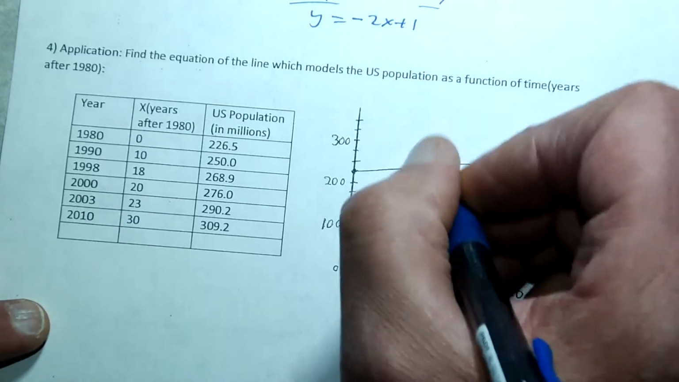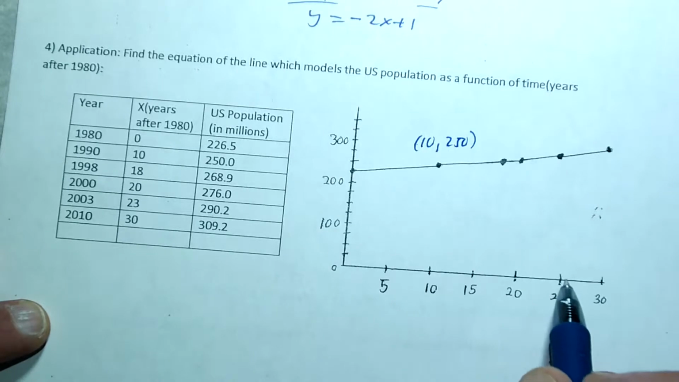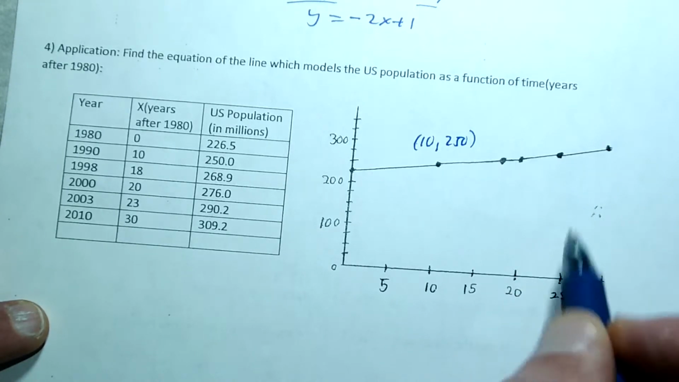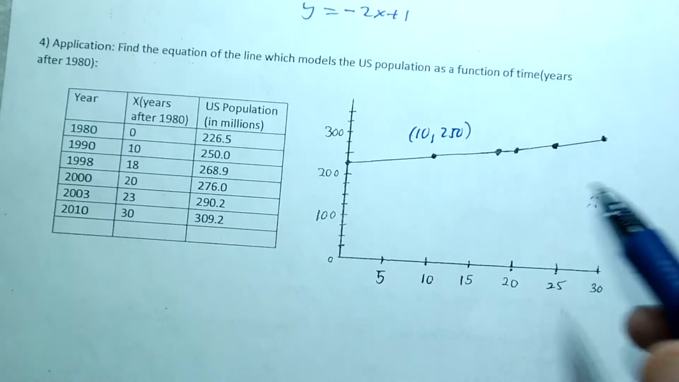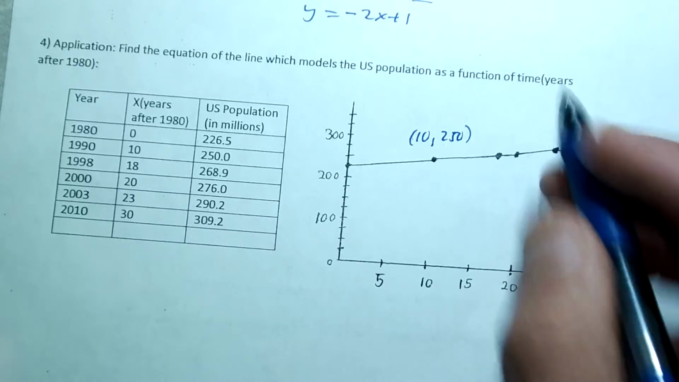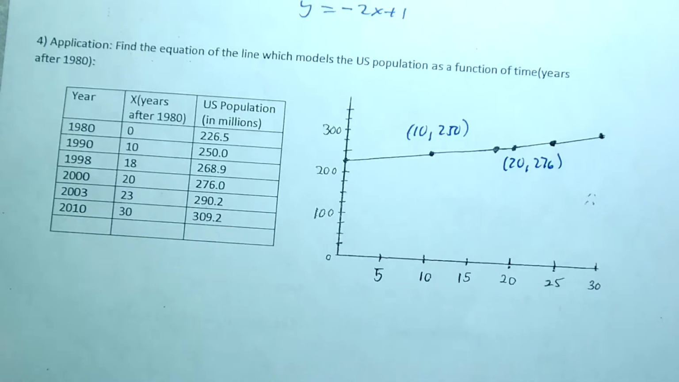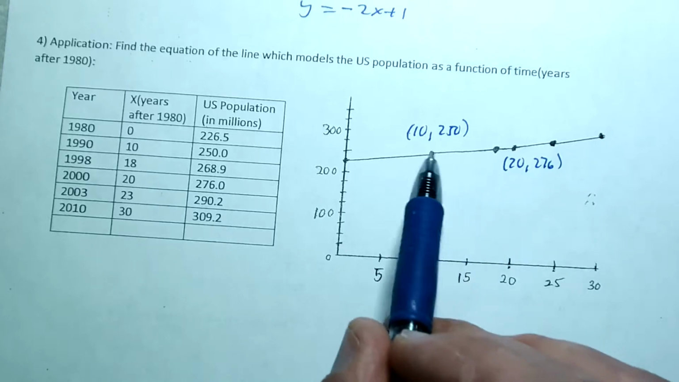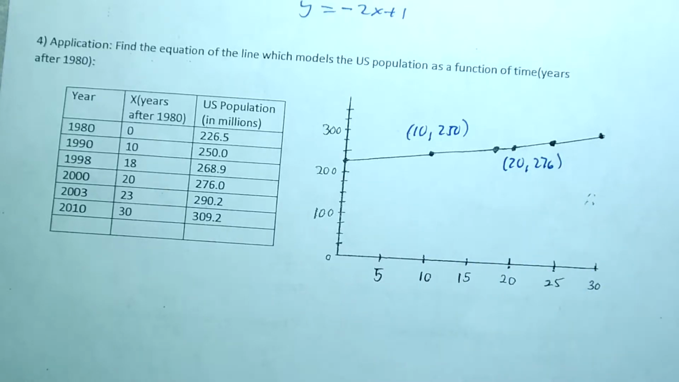Right, this point here is (10, 250). And let's use this point, which is what? It's 25. Oh, that's that 23 point. Let me use something that's a little nicer. Like how about (20, 276)? Okay, the only reason I picked those is I thought they still fit the line pretty well, and they were hopefully numbers that are a little easier to do some calculations with.